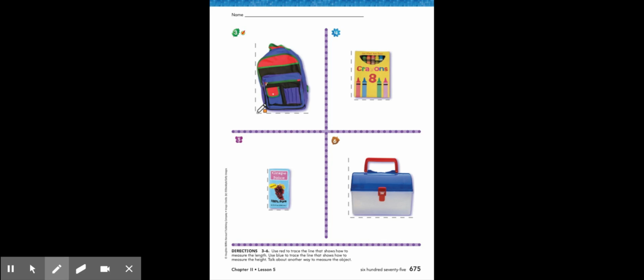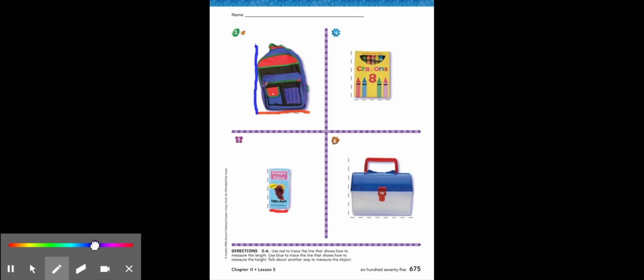So red measures my length of the backpack. Perfect. And blue will represent my height, how tall our backpack would stand if we set it down on a table or the floor. Perfect. Now let's move back to our juice box right here at purple butterfly number 5. Our length across, here we go, and our height up and down.